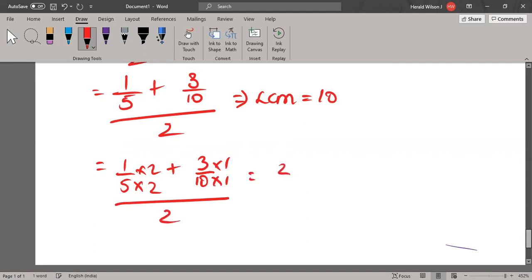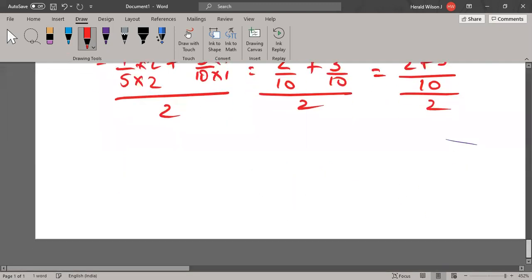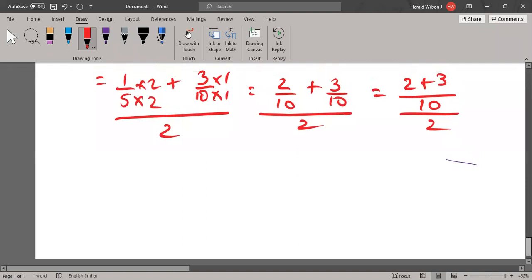So this is equal to 2 by 10 and 3 by 10 added, the whole by 2. Now can I say that this is 2 plus 3 by 10, the whole by 2? So now this can be written as 5 by 10 by 2. Now, how do you further solve this?